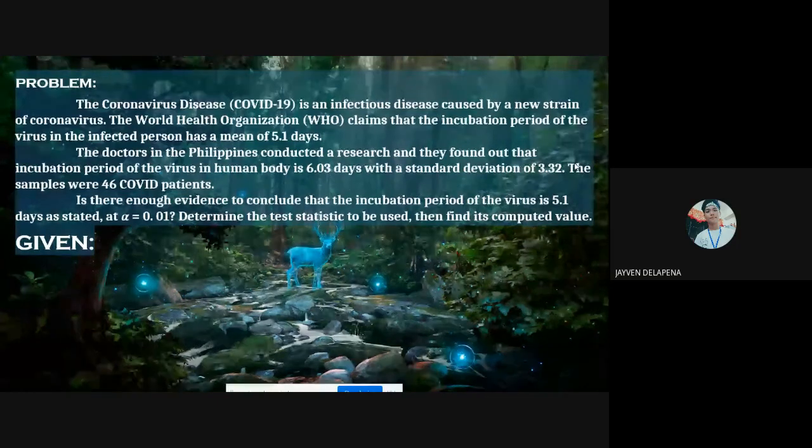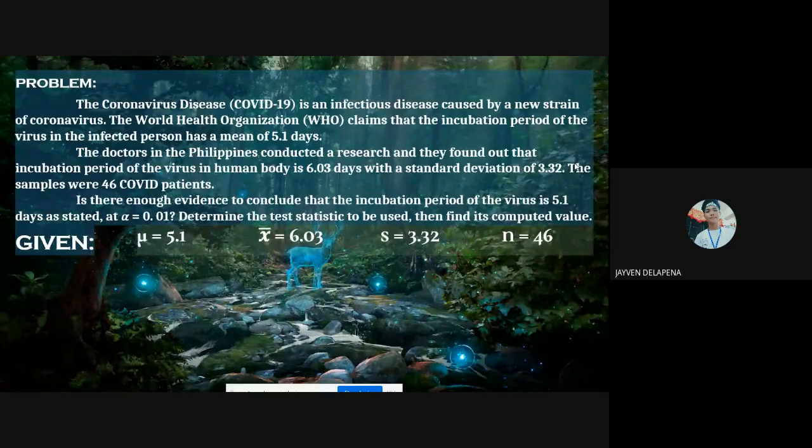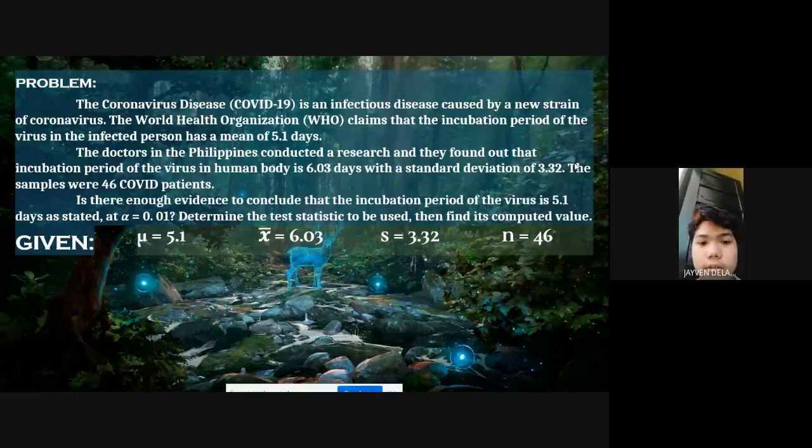In solving the problem, we will use the given data. The first symbol is for population mean and is equal to 9.1. The second symbol is for sample mean and is equal to 6.03. The third symbol is for sample standard deviation and is equal to 3.32. The fourth symbol is for sample size and is equal to 46.